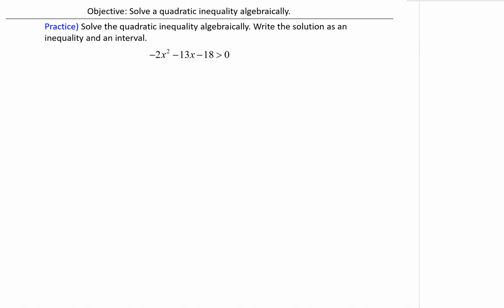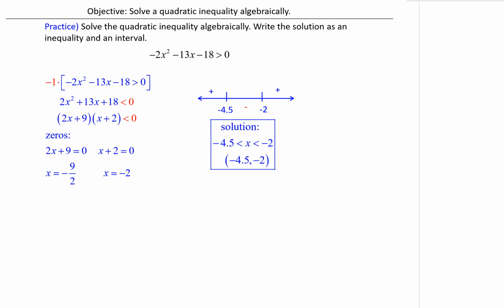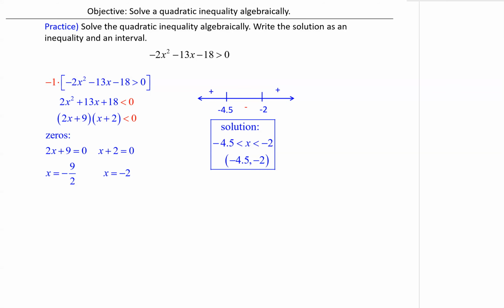All right, let's take a look at this result. Now this practice problem has a negative a value, so you may have solved it a different way. This one shows the strategy of first multiplying the inequality by negative 1, shown here, and that changes the signs of all three of the numbers, and it changes the inequality symbol from greater than to less than. Then factoring gives us the zeros of negative 9/2 and negative 2.